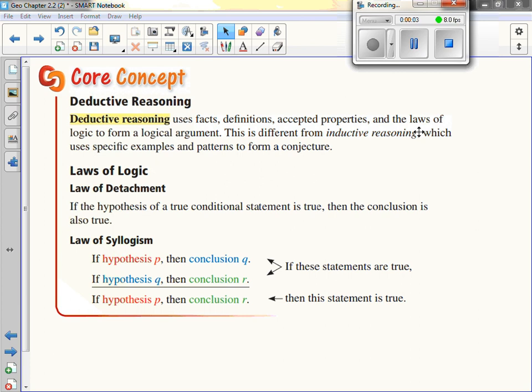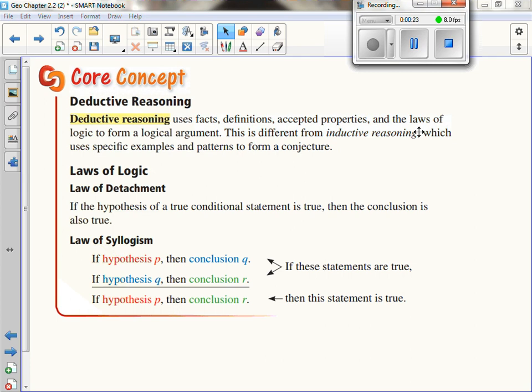So deductive reasoning is laws. Now, in the video, we covered these two here, the law of detachment and law of syllogism. Yes? Law of detachment: if the hypothesis of a true conditional statement is true, then the conclusion is also true.